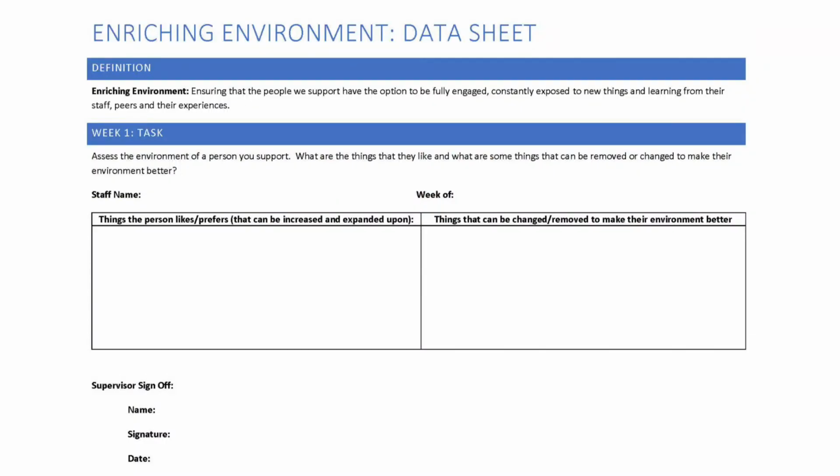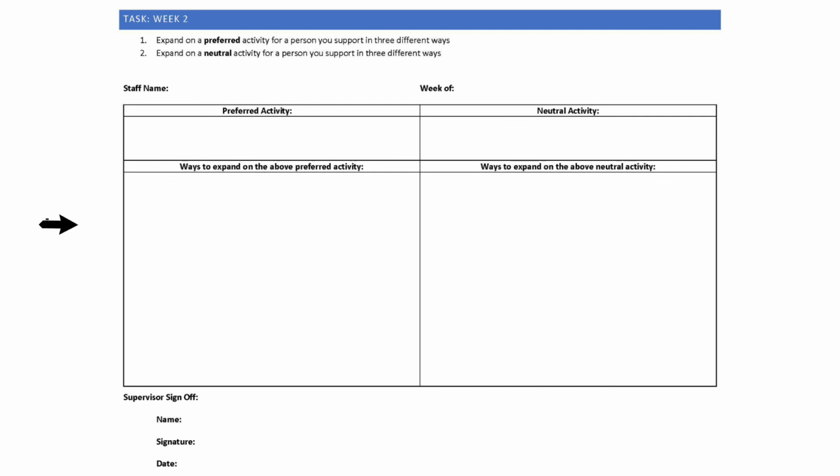This week, assess the environment of a person you support. What are the things that they like, and what are some things that can be removed or changed to make it better? Next week, expand on a preferred activity for a person you support in 3 different ways. Expand on neutral activity for a person you support in 3 different ways.